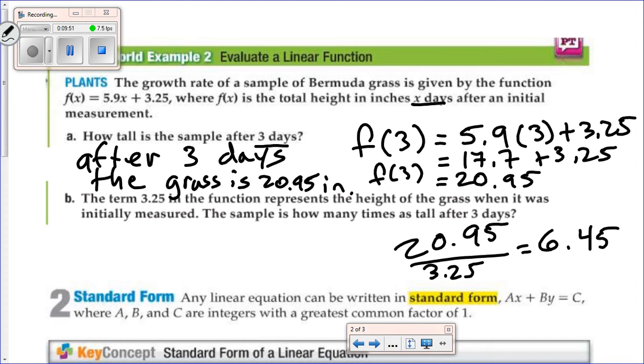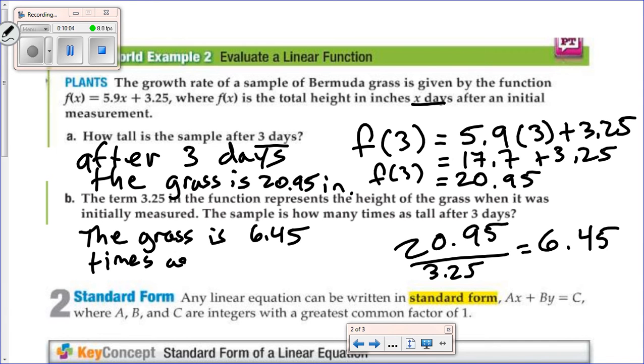Okay. So again, in the context of the problem, the grass is 6.45 times as tall after 3 days. All right. So we're going to continue on then with the notes here.